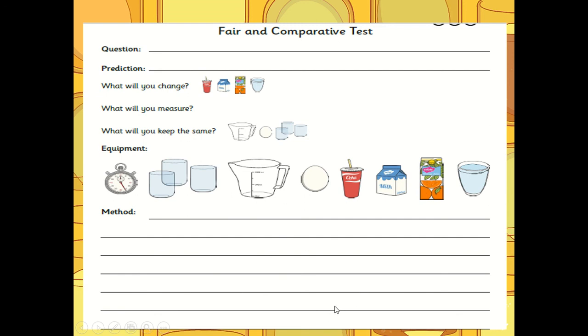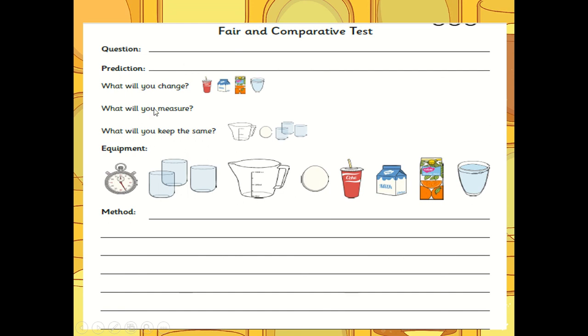Okay, so we've looked at the different types of tests. We're doing a fair and comparative test. That means we only change one thing. Our variable is the liquid. Okay, everything else we are keeping the same because we want to see what effect the different liquids have. So we keep everything else the same. Our question, how do different liquids affect our teeth? Predict which one you think will have more of an effect or less of an effect.